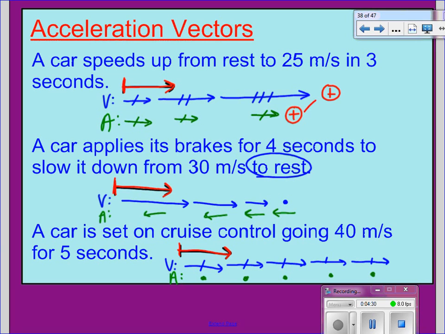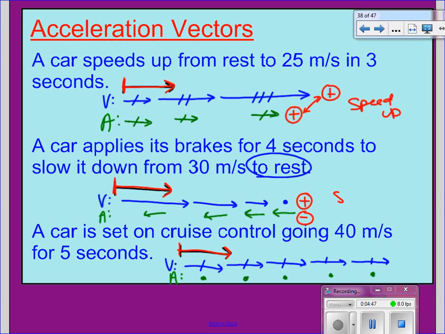And notice when both signs of acceleration and velocity are the same, the object is speeding up. And that's actually what was happening in the first scenario. In the second problem, the velocity was still facing the right, so velocity was positive. But notice the acceleration was going the opposite direction, and so it was negative.